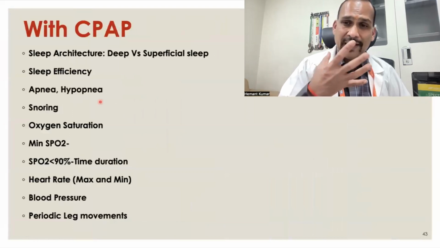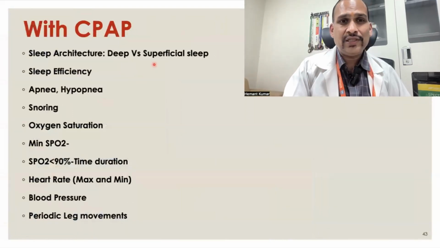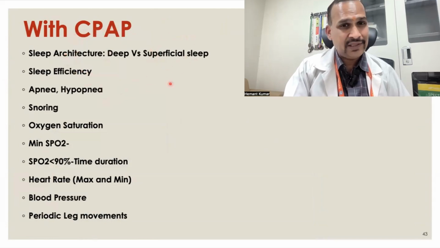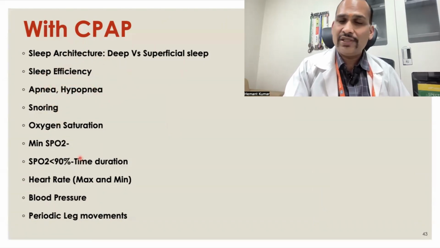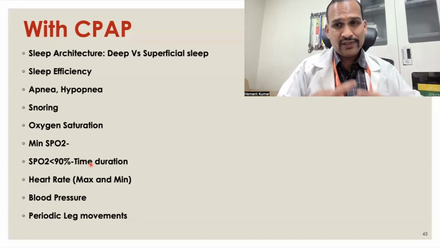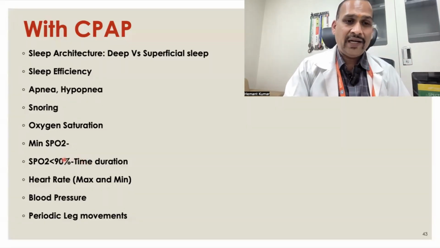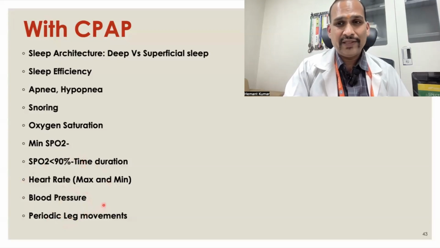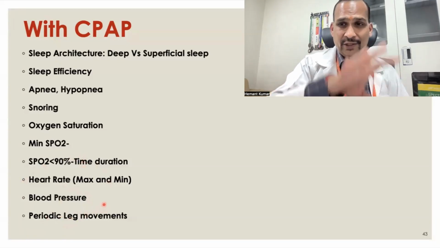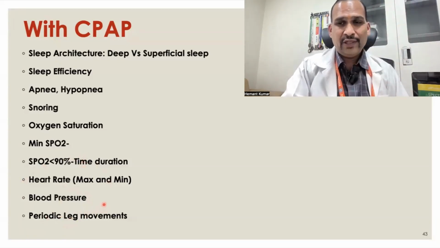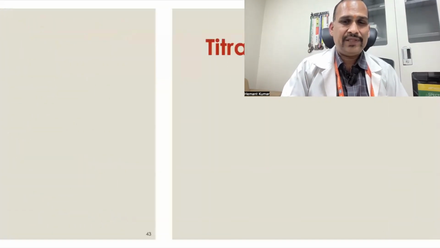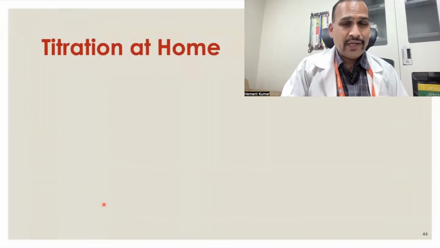By applying pressure, we have to see whether there is any difference in sleep, deep versus superficial sleep, any improvement in sleep efficiency, improvement in apnea, hypopnea, snoring, improvement in oxygen. So we have to monitor all these things with CPAP, whether it will give benefit to the patient or not. Heart rate, blood pressure, leg movement. So with the machine, it should get improved. Then only we prescribe the CPAP machine. We can do titration at home also.